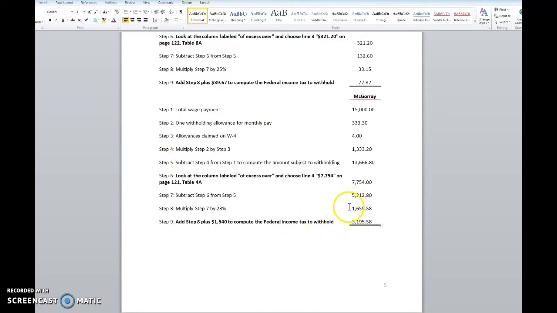and then multiply step 7 by 28%, which you find on table 4A. We're going to add 1,540 to compute at plus the 1,655.58 to get the federal tax to withhold of $3,195.58. Remember, the $15,000 is found on table 4A on page 121 because he gets paid monthly.